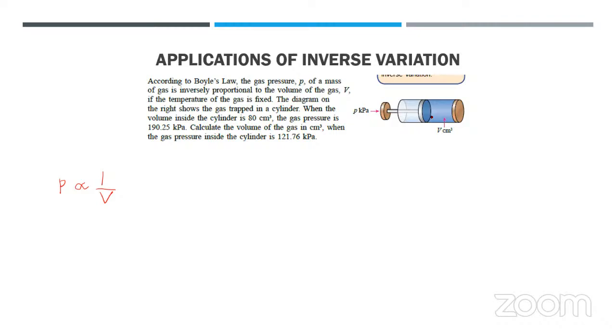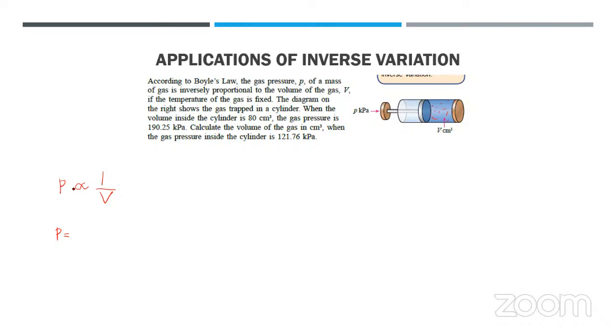So just assume that there are many gas particles stuck inside here. When the volume inside the cylinder is 80 centimeter cube, the gas pressure is 190.25 kilopascals. Calculate the volume of the gas in centimeter cube when the gas pressure inside the cylinder is 121.76 kilopascals. Okay, so don't be afraid by all the physics terms like pressure or Boyle's law or gas particles. Just look at this from a mathematical standpoint, okay? So when we look at this question, we can already tell that P is inversely proportional to V, right? So let's move on with the maths.